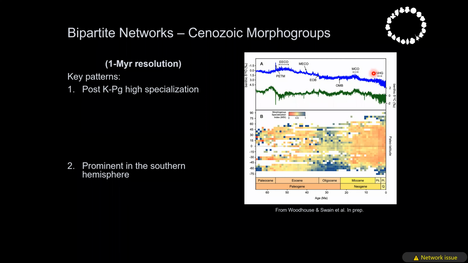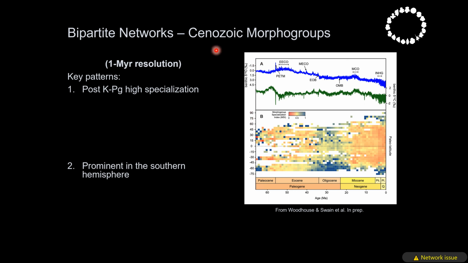Moving from right to left, we have the intensification of northern hemisphere glaciation around 3 million years ago, the Miocene Climatic Optimum from 17 to 15 million years ago, the Oligocene-Miocene boundary around 23 million years ago, the Eocene-Oligocene boundary around 34 million years ago, the MECO, Middle Eocene Climatic Optimum, around 40 million years ago, the Early Eocene Climatic Optimum around 50 to 54 million years ago, the Paleocene-Eocene Thermal Maximum around 56 million years ago, and of course the Cretaceous-Paleogene mass extinction, which started the Cenozoic.